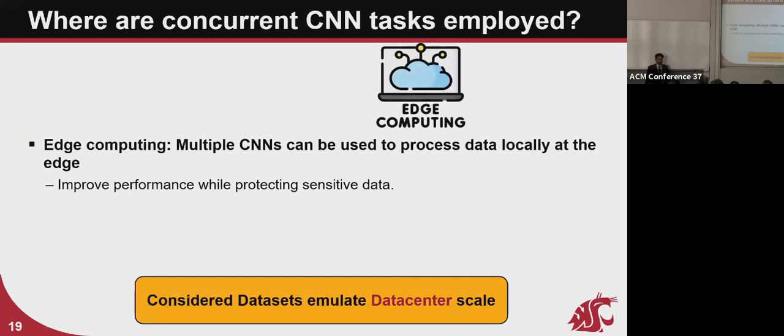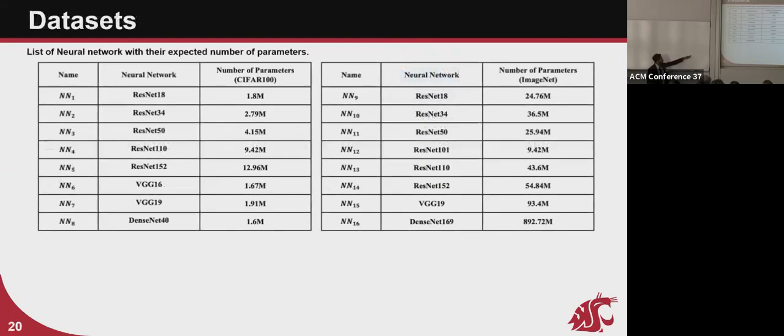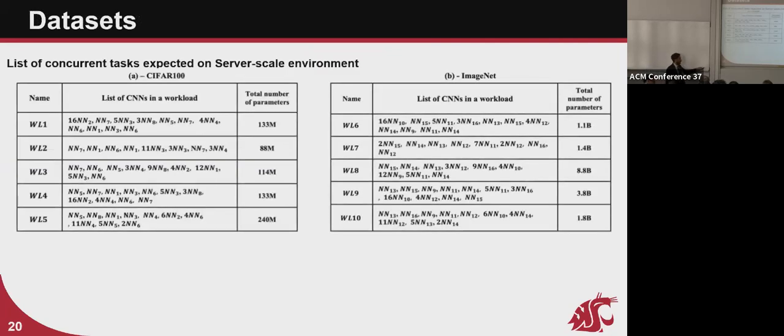So we consider these datasets to emulate the data center scale that we are talking about. Here you can see ResNets on CIFAR-100 starting from 1 million parameters, then DenseNet and VGG, up till ResNet as big as 890 million parameters. This is just one single dataset, but we actually emulate the whole scenario by taking the ensemble where they're running concurrently, as you can see in the biggest, 8.8 billion parameter workload.